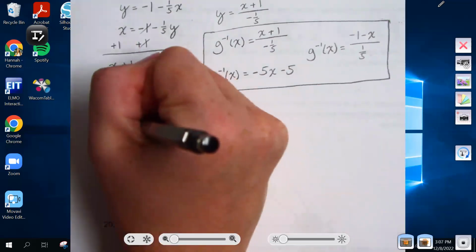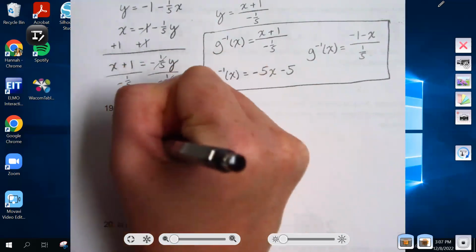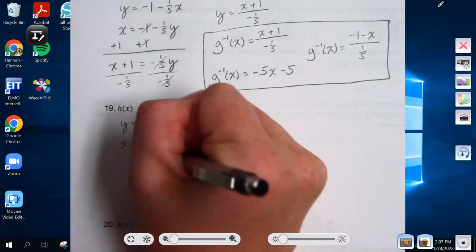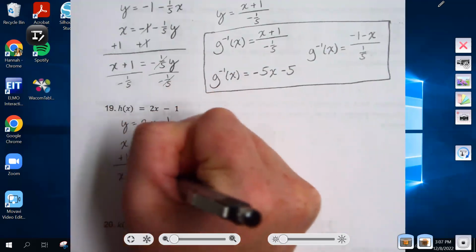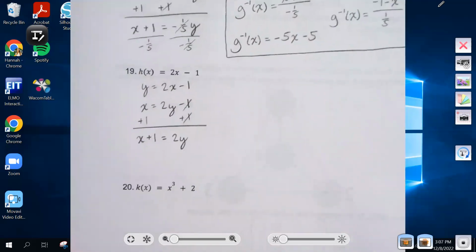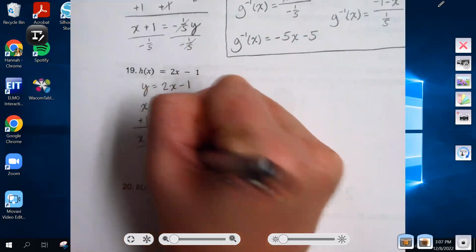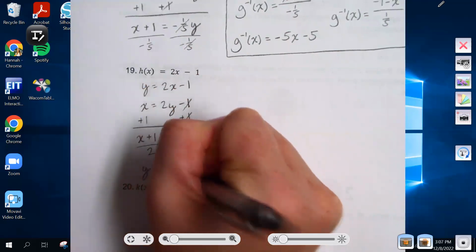Number 19, y equals 2x minus 1. Then x equals 2y minus 1. Okay, solving for y, I'm going to add 1 to both sides. And I want the y by itself, so I'm going to divide both sides by 2. That gives me y equals x plus 1 over 2.